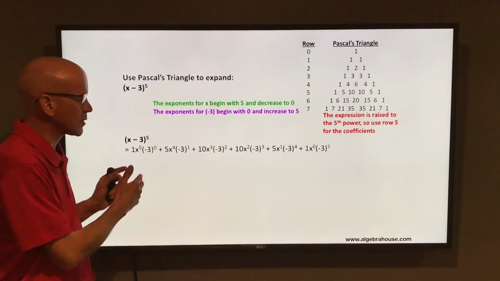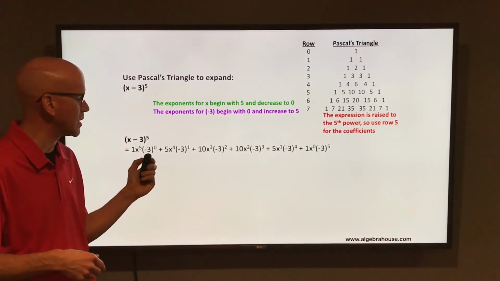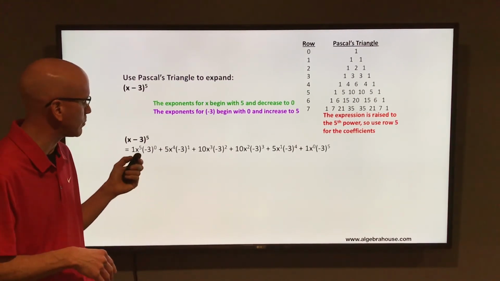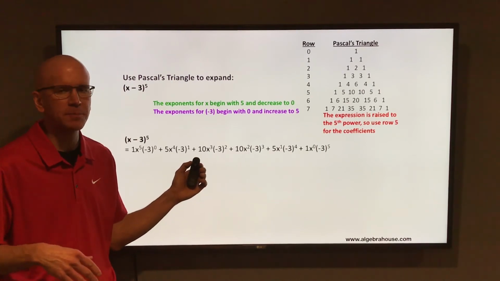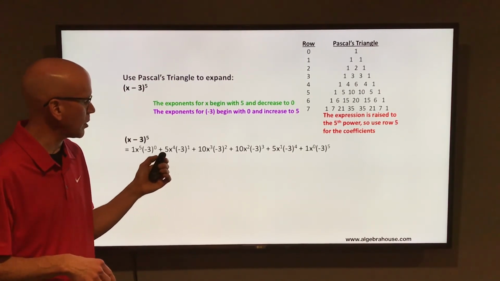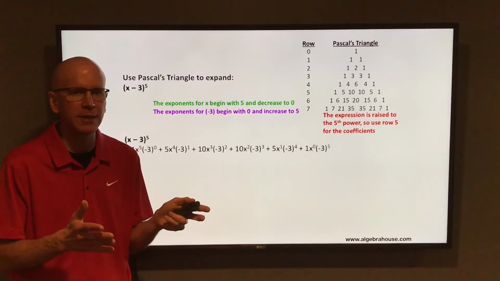Then you just go through and clean this up. You don't need the 1 out in front. You can drop that off. Also, negative 3 to the 0 power, that's just going to be 1. So that first term is going to be x to the 5th. For the second term, you take negative 3 to the first power. That would be negative 3. If you multiply that by 5, it's going to be negative 15. So clean this up. Drop off anything you don't need.